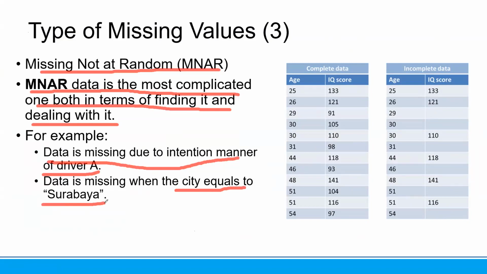So if we look at this data, we have the complete data, and then this is the incomplete data. What can you see about the missing values in this data?